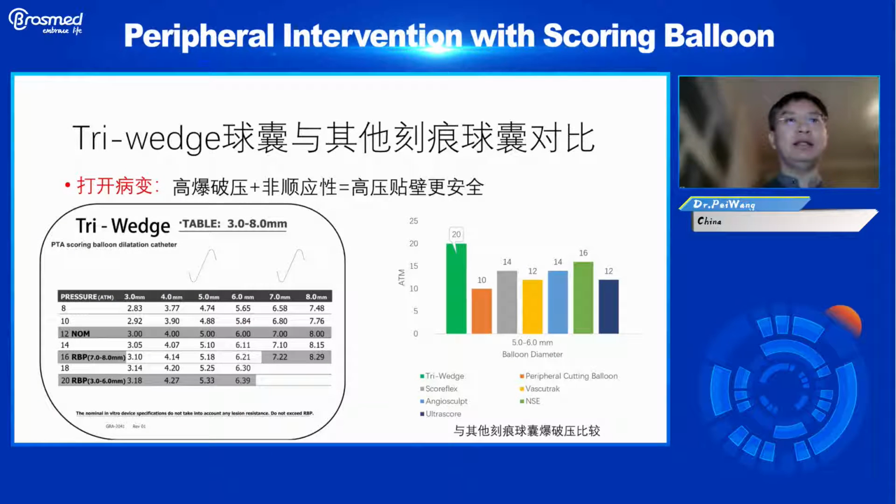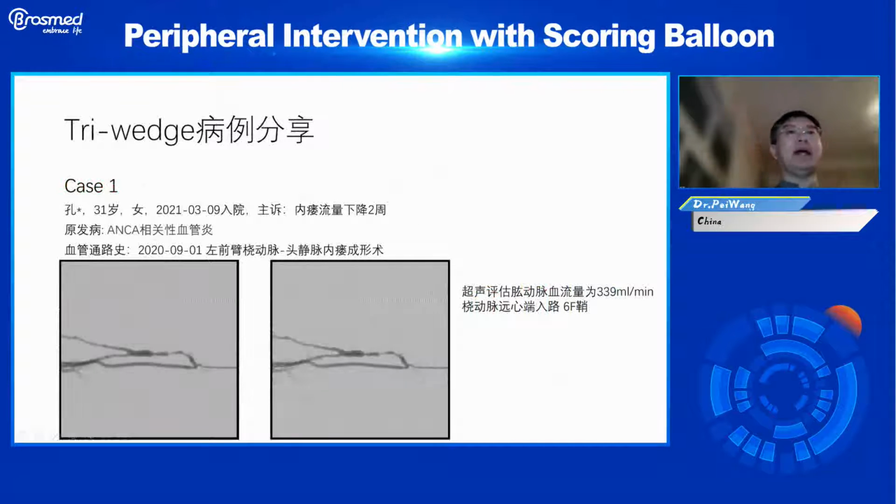Therefore, we see the burst pressure is relatively higher. It could reach 20, and for 7 and 8 it's 16. And compared with the high pressure non-compliant balloon, the opening capability is better. Let's have two cases. In China, this balloon has not been launched yet.